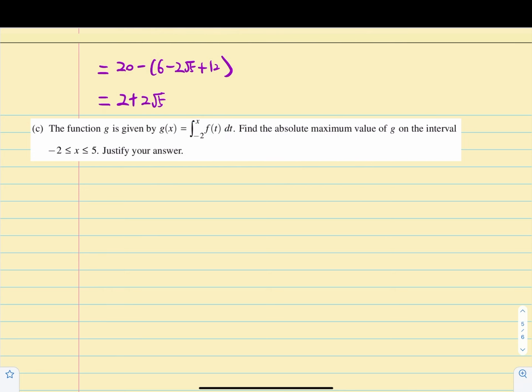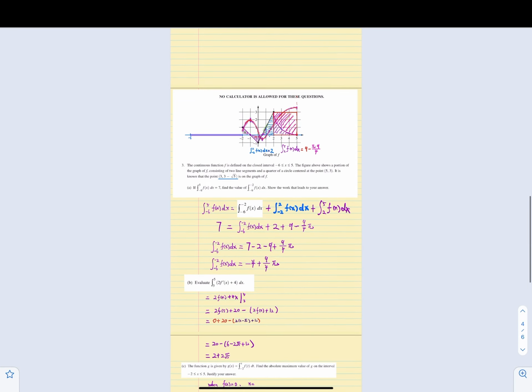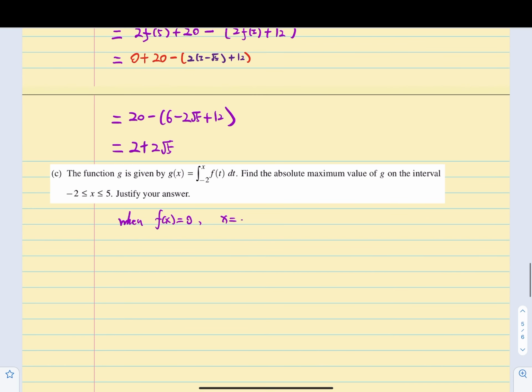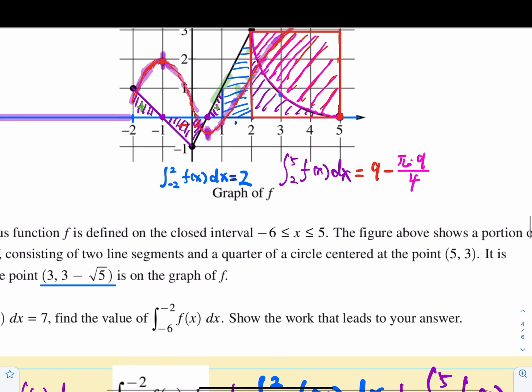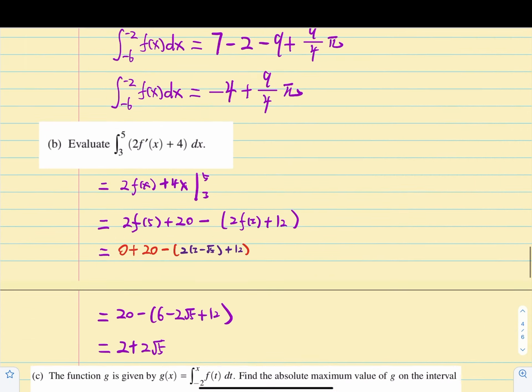Let's do this. First we can use f(x) equal to 0. We have x equal to -1, or x equal to 1/2, or x equal to 5. So there are 3 points in here. Let me highlight this point, and this point.